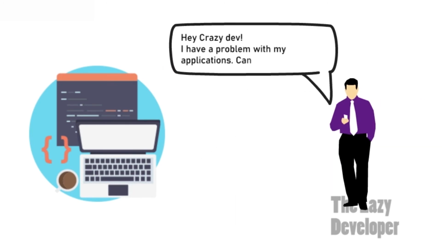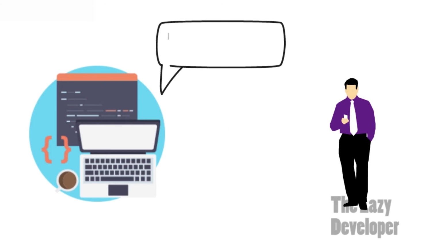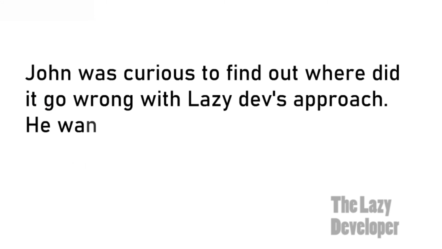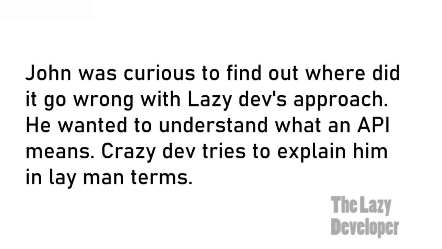Hey Crazy Dev, I have a problem with my application. Can you help me? He explains the entire scenario to Crazy Dev. I understood your problem. The solution is API. John was just curious to find out where it went wrong with LazyDev's approach. He wanted to understand what an API means. CrazyDev tries to explain it to him with a simple example.